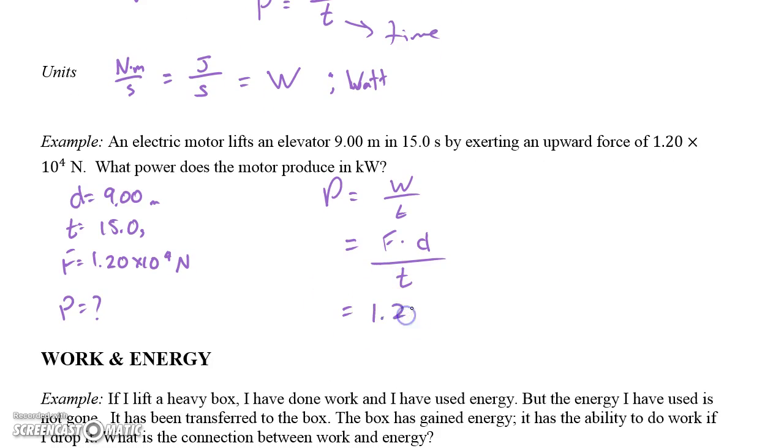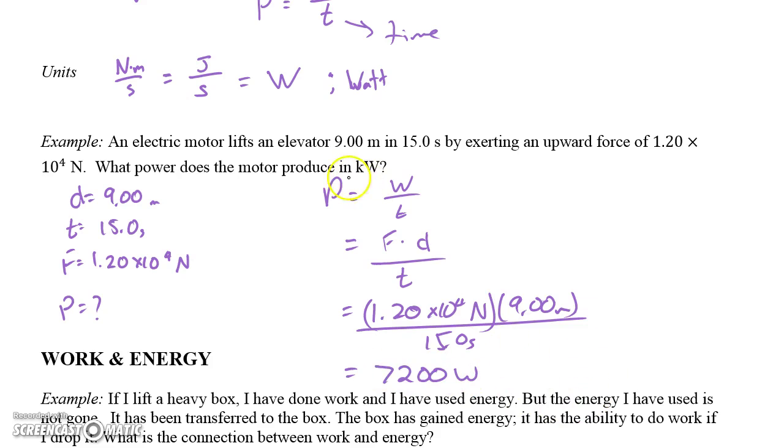So we get 1.20 times 10 to the 4 newtons times 9.00 meters all over 15.0 seconds, which gives us 7,200 watts. Now you have to be careful. This question does specify to answer in kilowatts. And to proper sig figs, it's going to be 7.20 because it's 3 sig figs kilowatts. Always make sure you're answering questions as they're asked.